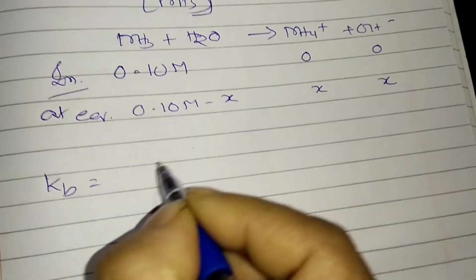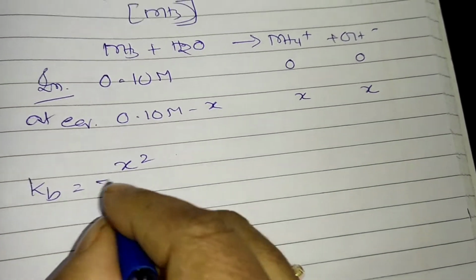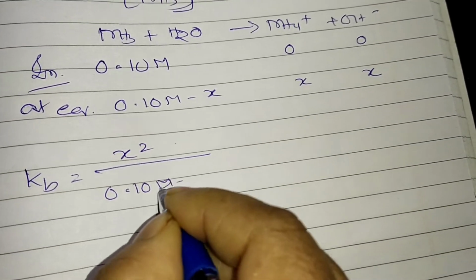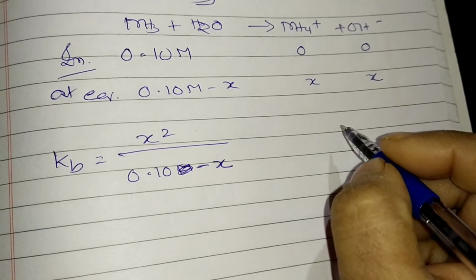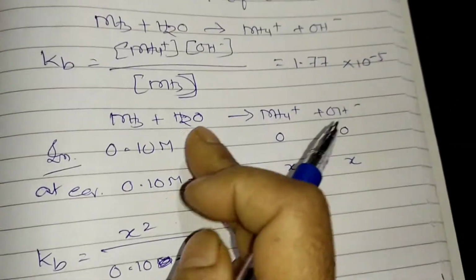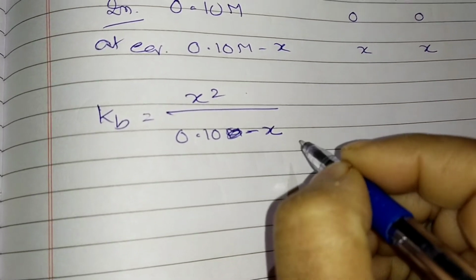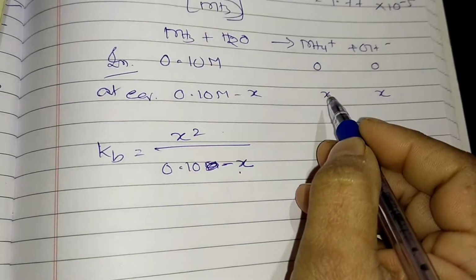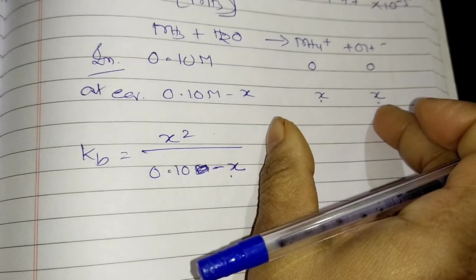What can you write down here? I am just writing simply X square divided by 0.10 minus X. As in the case of a weak acid, here X is very less. X means the dissociation, how much it dissociates. So the dissociation is very less.